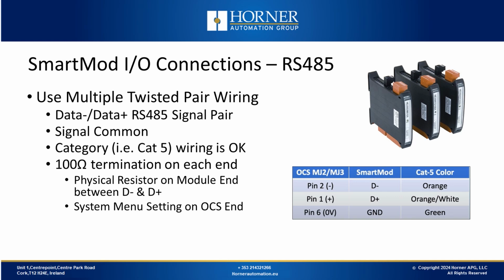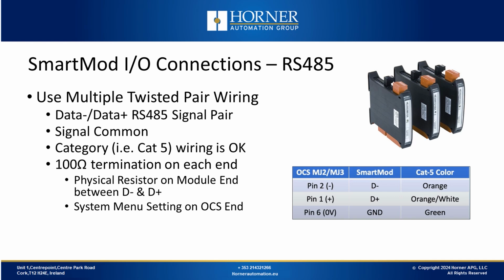For the physical connections for RS-485, we will use multiple twisted pairs wiring for our signal pair and signal common. Cat5 or other category cabling can also be used here, and can be a good choice if you're simply connecting a SmartMod module to an OCS in the same enclosure. We could also cut off one end of an Ethernet-style patch cable and then use 3 of the conductors to wire up the SmartMod. We have shown how to do this in the table on the screen, including the color codes if you were to use Cat5 cabling.